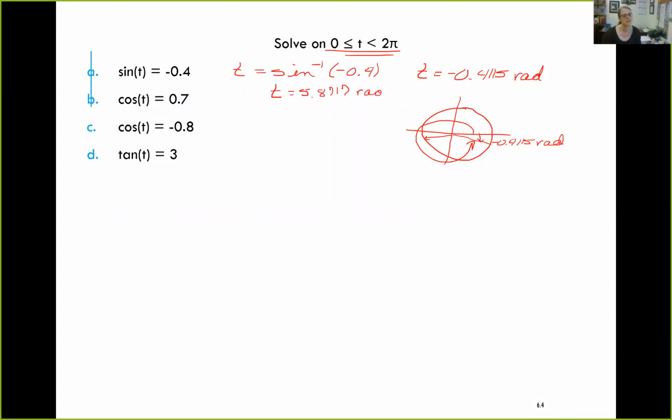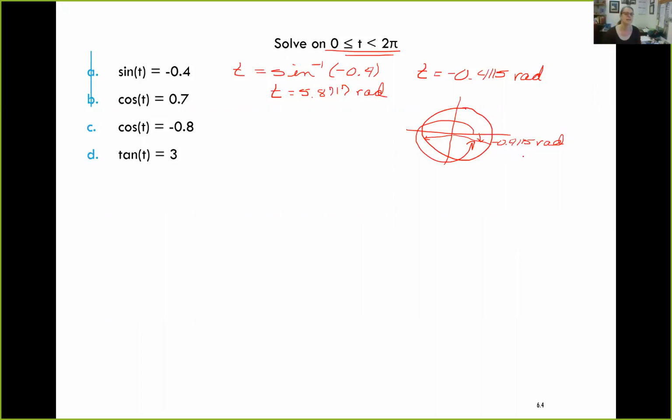You'll notice the measures in radians are smaller. That's because 2 pi is only about 6.28. So instead of going on a scale from 0 to 360 like we do in circles, we're going on a scale from 0 to 6.28 and change.